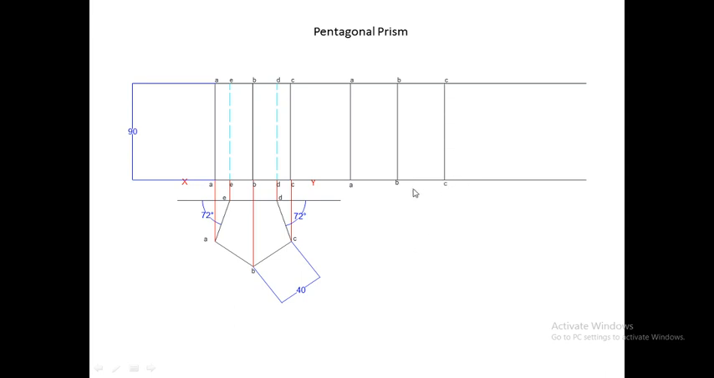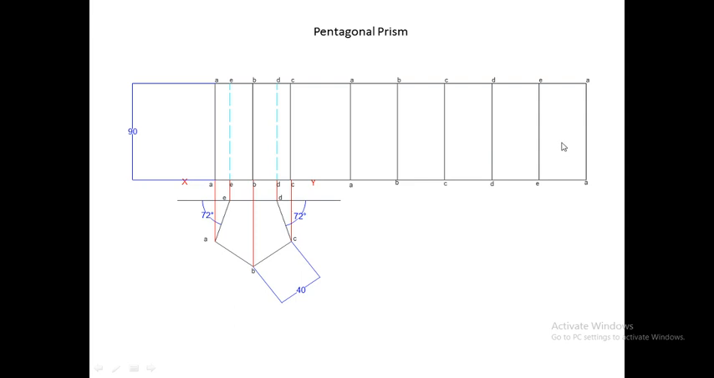Vertical edge C. Now distance A to B will be equal to B to C. Similarly, B to C will be equal to C to D. So finally we have completed all the vertical edges from A to E, and the last again will be A. Now since it is a pentagonal prism, we will have the lateral surface as rectangles. You can see that it is a pentagonal prism, so we will have total 5 rectangles in the lateral surface. First, second, third, fourth and fifth.